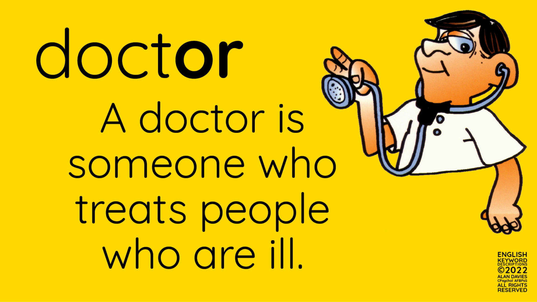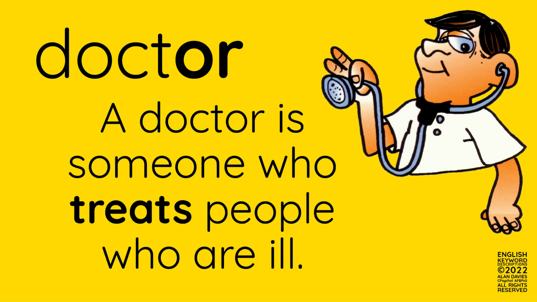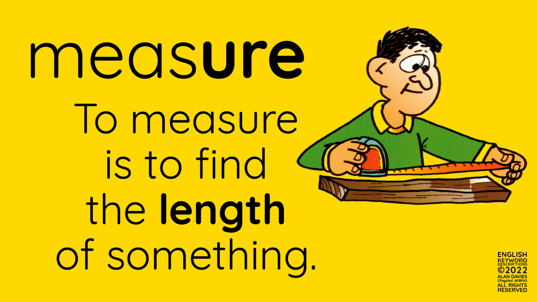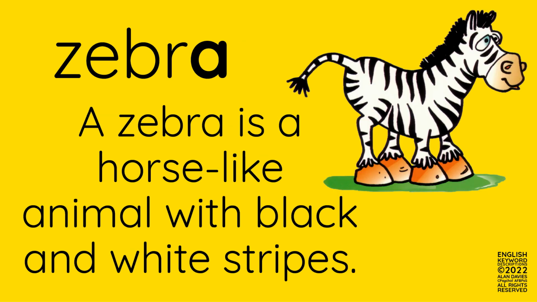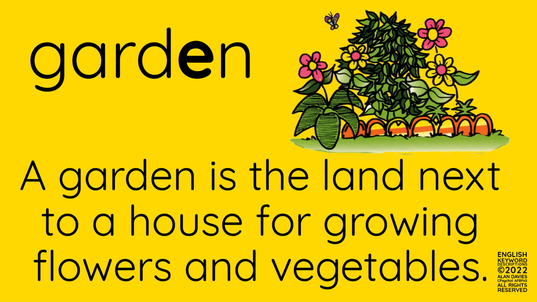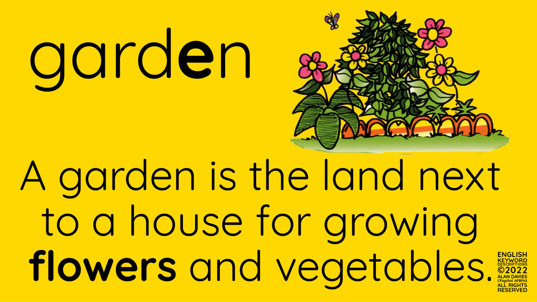Doctor. A doctor is someone who treats people who are ill. Measure. To measure is to find the length of something. Zebra. A zebra is a horse-like animal with black and white stripes. Garden. A garden is the land next to a house for growing flowers and vegetables.